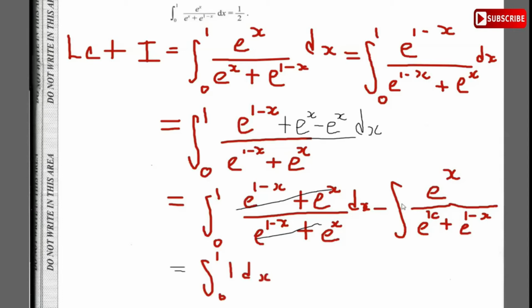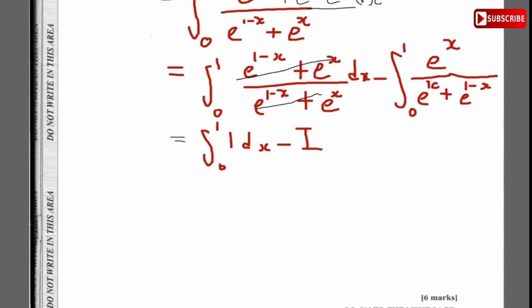And then remember, this is now just I. I'm going to write minus I. This part here is just I. Remember, that's how we initially started with, I. And so if you have I is equal to the integral from 0 to 1 of 1 dx minus I, you can bring over the I. And so you're going to get 2I now. So bringing over I, we will get 2I is equal to the integral from 0 to 1 of 1 dx.